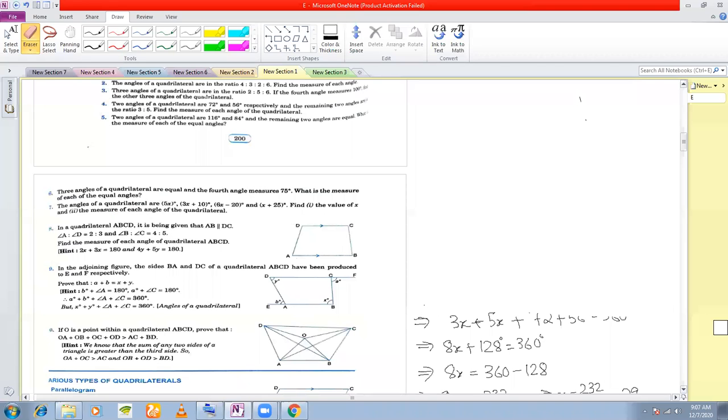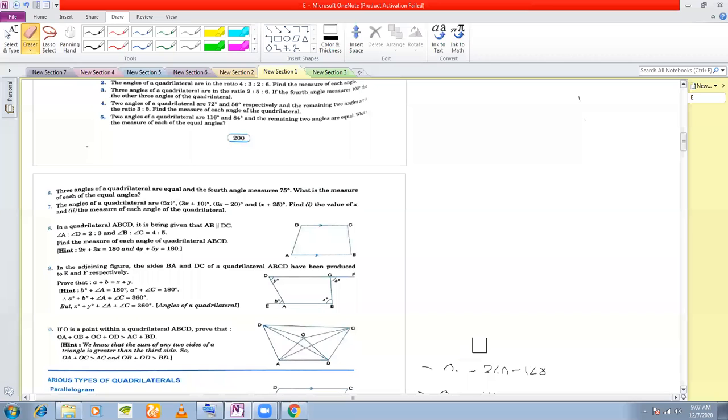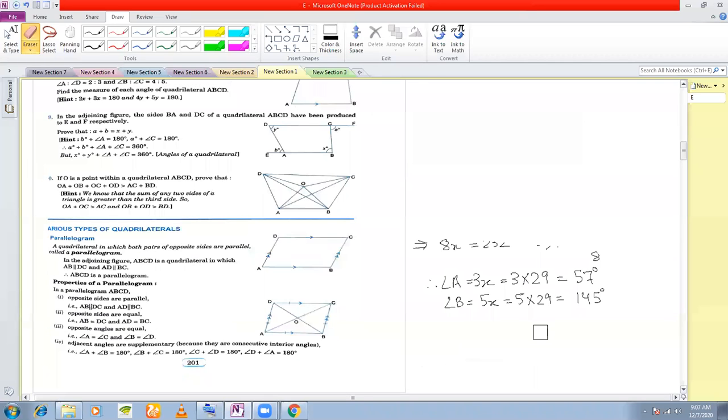Angle could be 87. How much? 87. Because 3 into 29 is 87. 3 into 29 is 87. Fine, that's 87. Yes, sir. So a multiplication error then. 87. Fine.